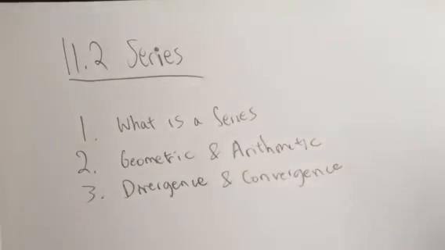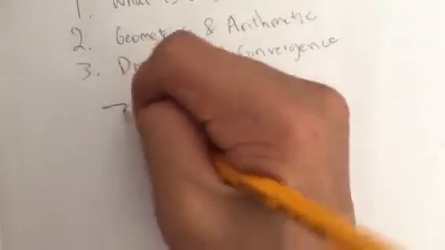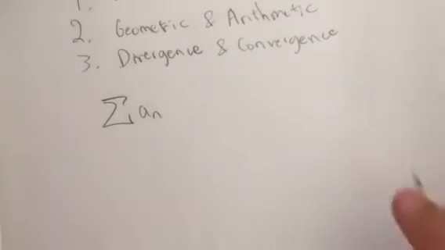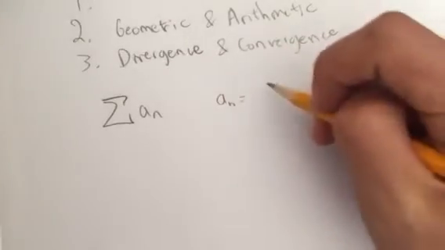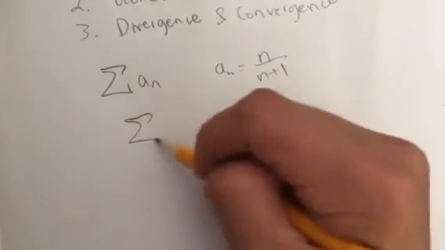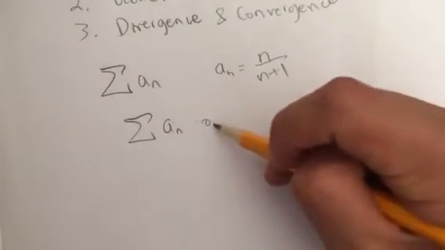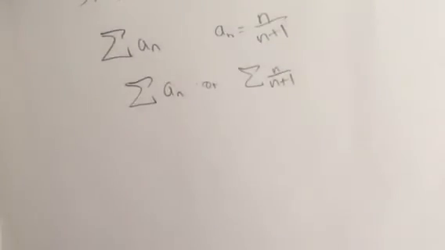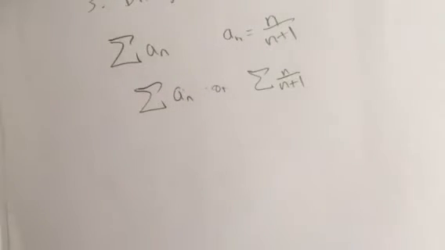Let's get started. So a series is really just a sum. What does that mean? Well, it's related to a sequence. So the series of a sequence is just the sum of some amount of terms from that sequence. For example, if I have the sequence a sub n equals n over n plus 1, and I wanted to find the series, that would just be the sum of a sub n, or the sum of n over n plus 1.